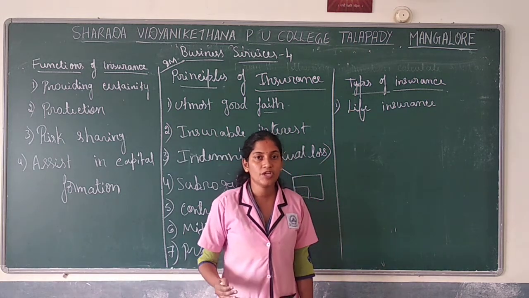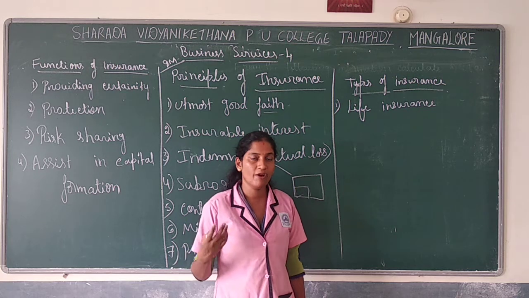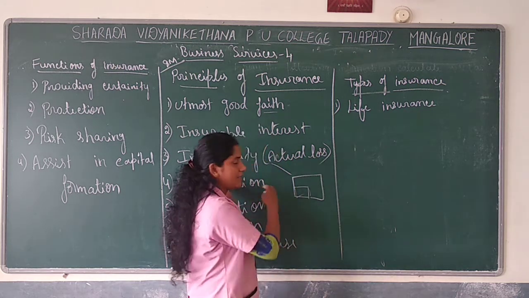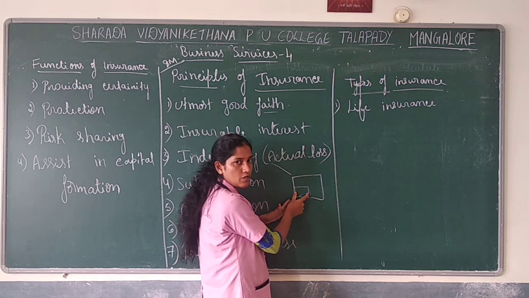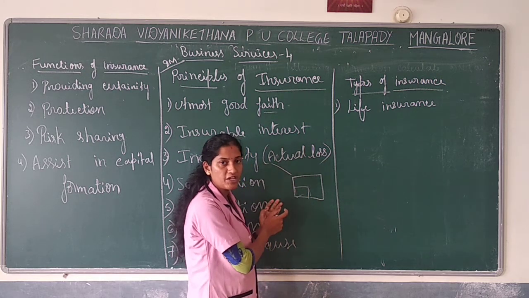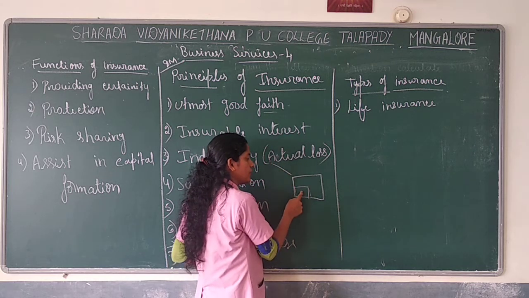We tell that subrogation is the extension of indemnity. Why? Because what indemnity tells is that the actual loss is covered, correct? Not the entire loss, only the actual loss. Even subrogation tells the same thing, students. That is why it is an extension of the indemnity.